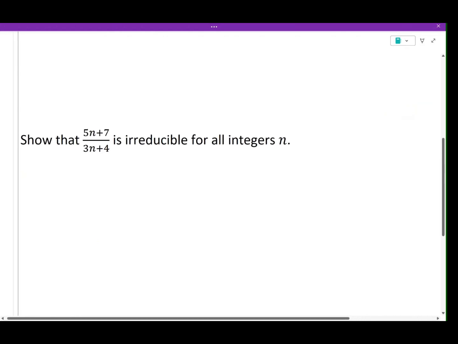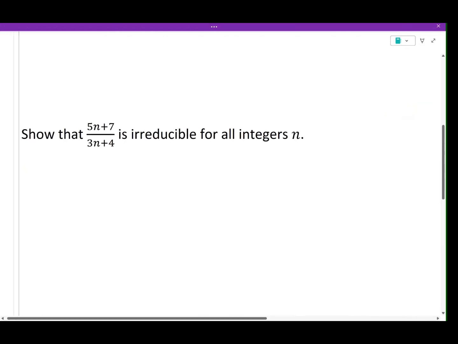We're going to look at another question, which is very similar to the ones we looked at in just the previous couple of videos. Okay, we need to show that this fraction is irreducible for all integers n. So I'm just going to start by explaining what this word here actually means. And what you'll find is it has a similar definition to something you're quite familiar with.